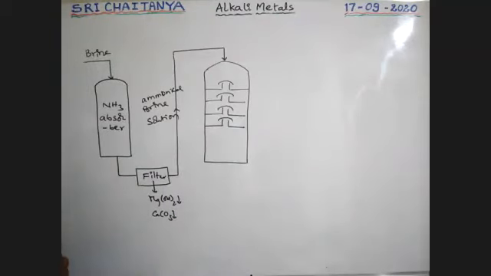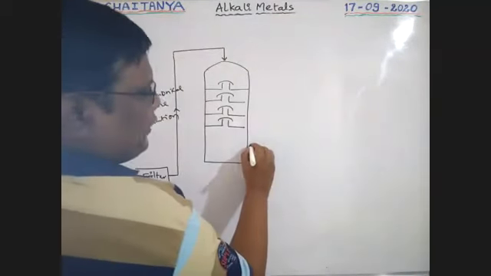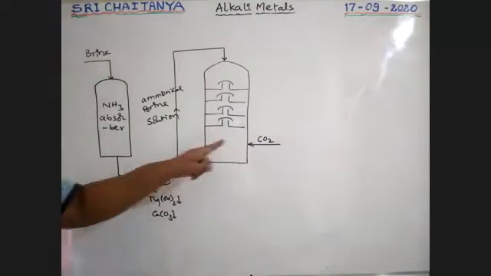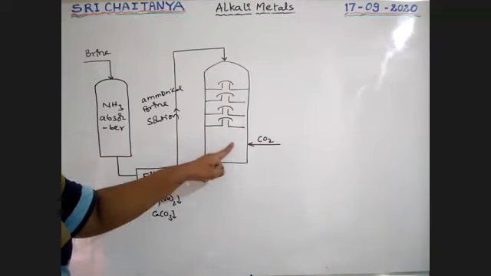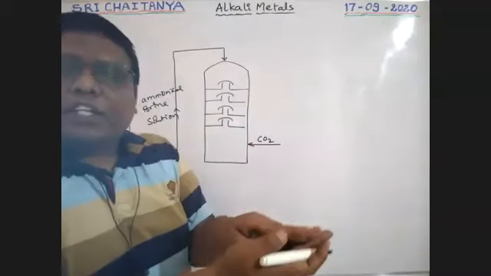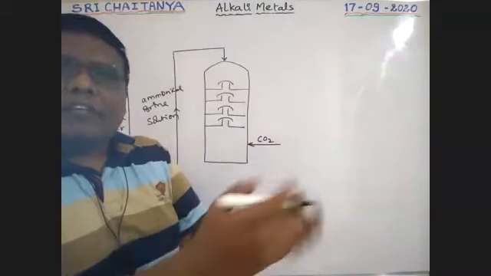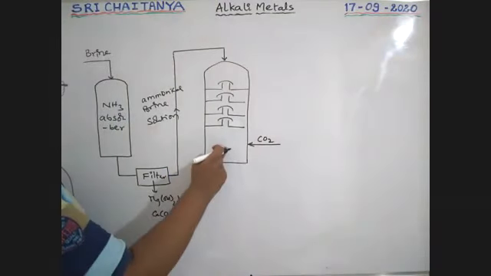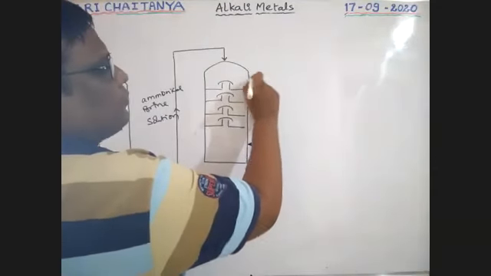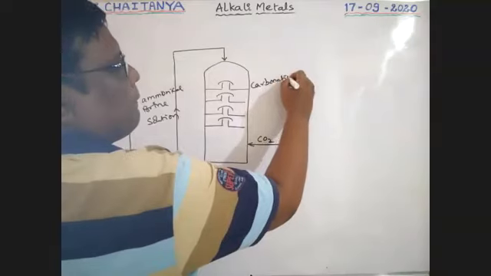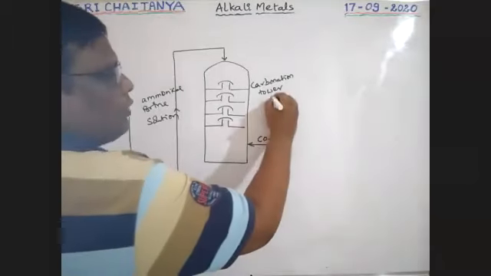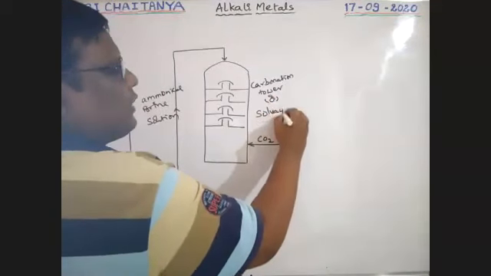Shelves are there. In this tower, from the bottom, CO2 gas is passed, and from the top ammoniacal brine is coming down. Both the reactants move in opposite directions, which means the reactivity is very, very fast. Because CO2 is passed into the solution container, this is called the carbonation tower, or also Solvay's tower.